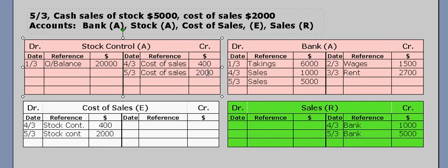So that one transaction included 4 separate entries in the ledger accounts. See the next section.